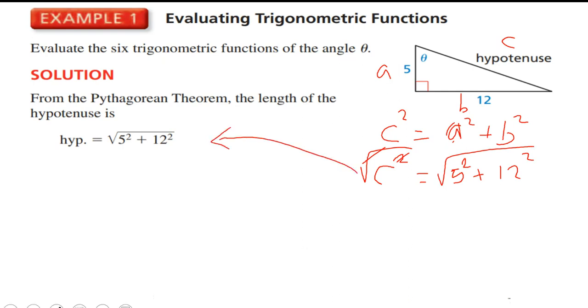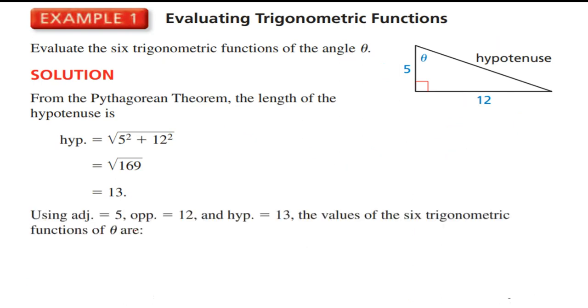So continue doing that. You can use your calculator in solving that. So 5 squared, that's 25. 12 squared, that is 144. 25 plus 144 is 169. Take the square root of 169. So your C, or your hypotenuse, will be 13. Okay, so your hypotenuse is 13.